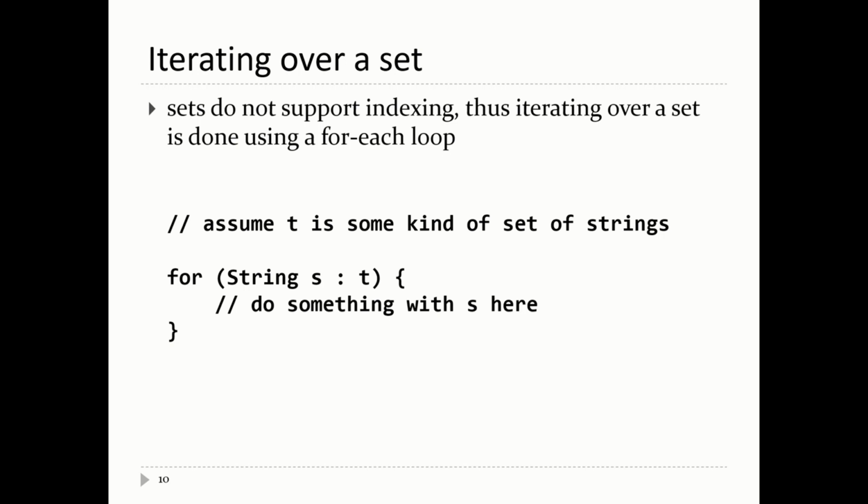Okay, so there's no indexing in a set. That means you can't write a regular Java for loop to loop over the elements of the set. You can't write for int i equals, i is less than whatever, and then try to use indexing to get the elements out. If you want to loop over the elements of a set, you can do so using a for each loop.